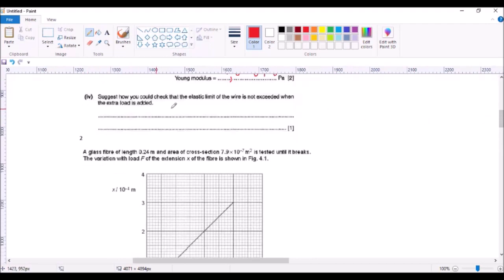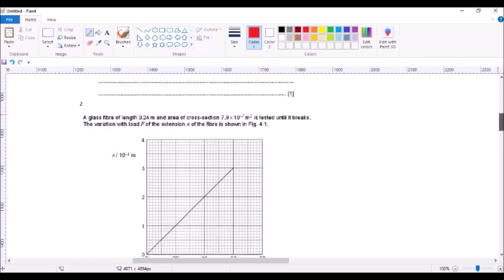Suggest how you could check that the elastic limit of the wire is not exceeded when the extra load is added. You could release the load, and the wire would return to its original length. Release the extra load and see if the pointer returns to the original position or the wire returns to its original length. Correct.